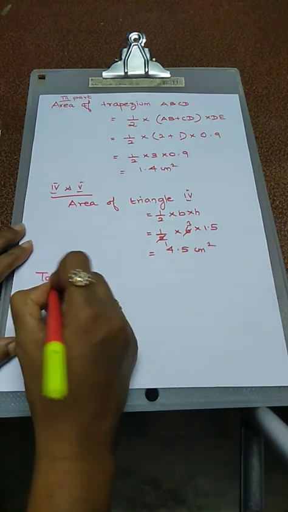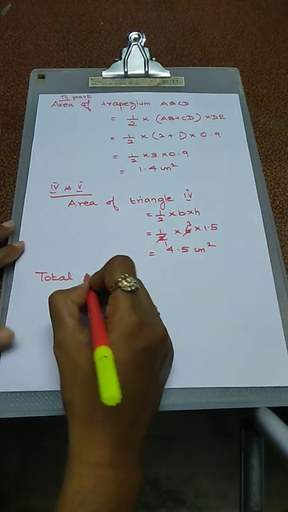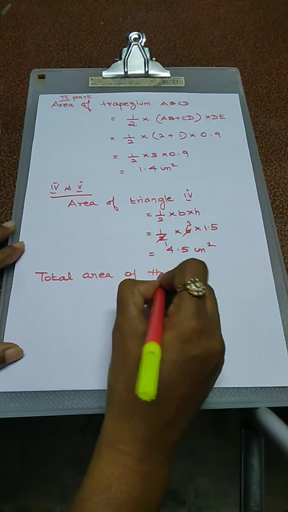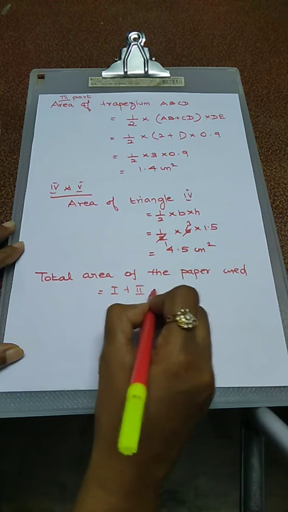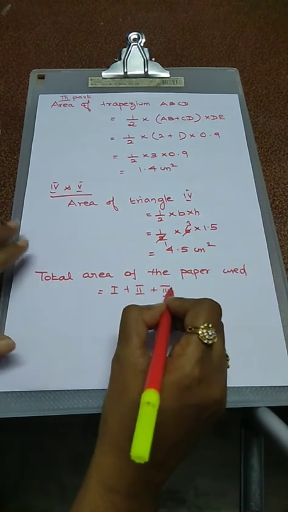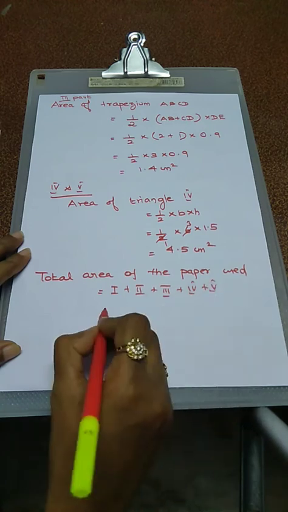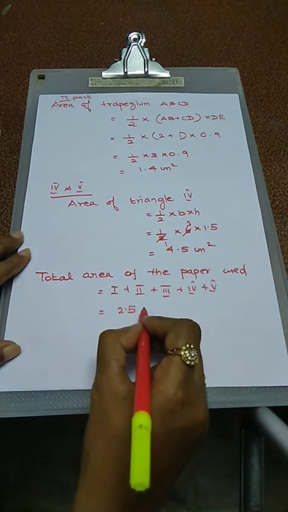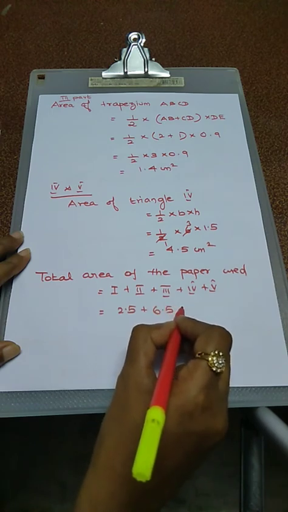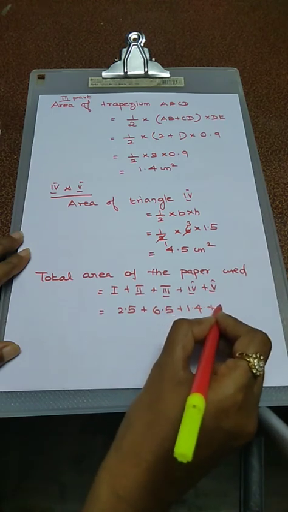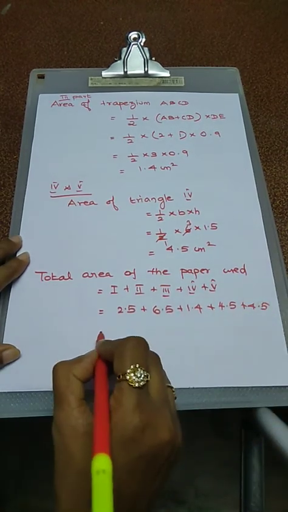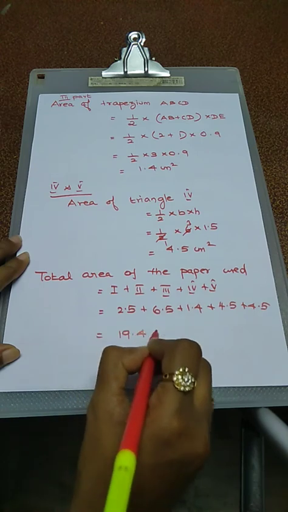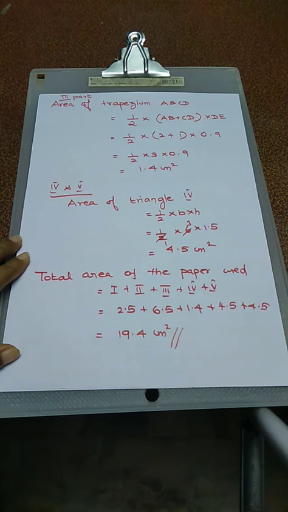Finally we have to take the total area. Total area of the paper used is equal to the first part plus second part plus third part plus fourth part plus fifth part. What is the first part value? That is 2.5 and the second part value is 6.5. Third part value is 1.4. Fourth and fifth part also the same, that is 4.5, 4.5. So add all the values. The answer is actually 19.4 centimeters square. So total area of the paper used is 19.4 centimeters square. That's all.